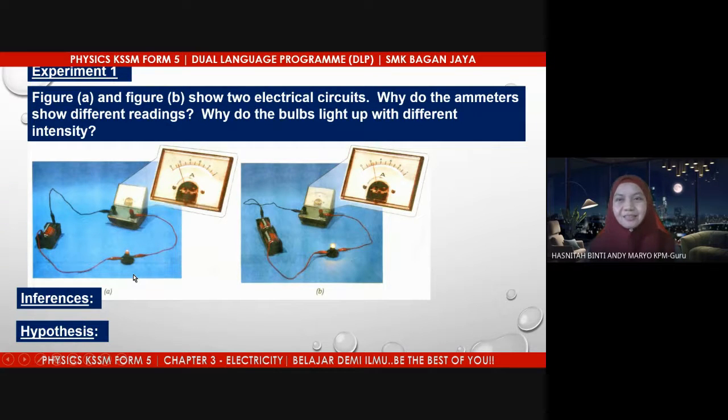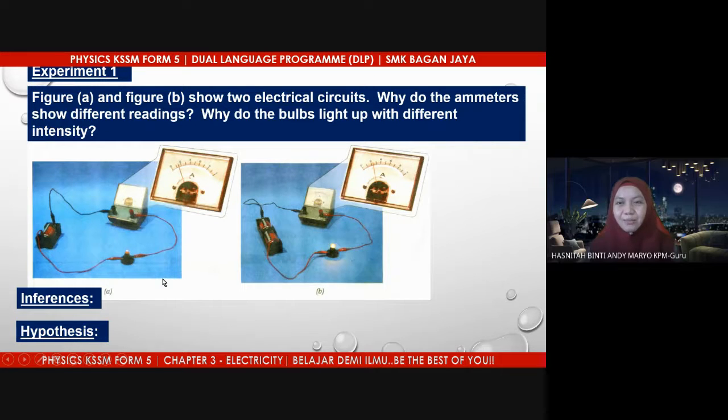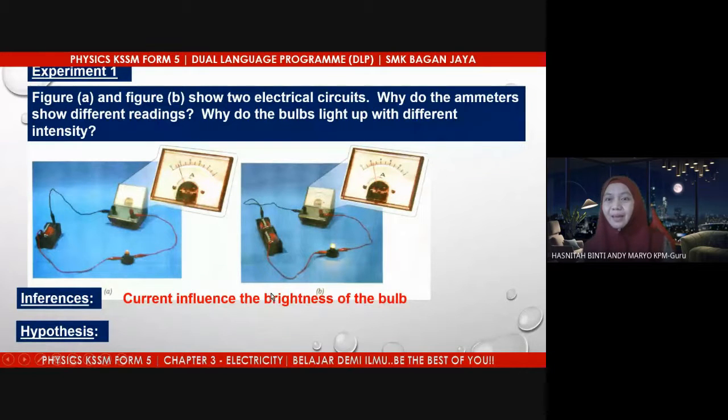Any idea? Do you remember how to write an inference? Okay, Nicholas said the more dry cells, the brighter. So for the inference, you can write: current influences the brightness of the bulb. The current is actually due to the number of dry cells, which refers to the voltage supply. So this is our inference: current influences the brightness of the bulb.